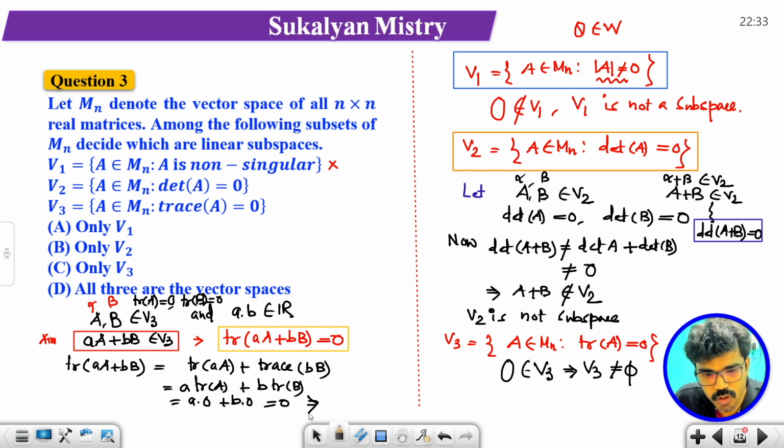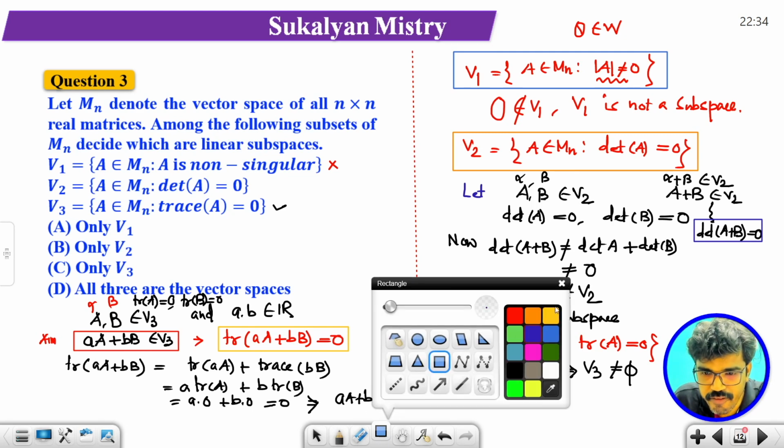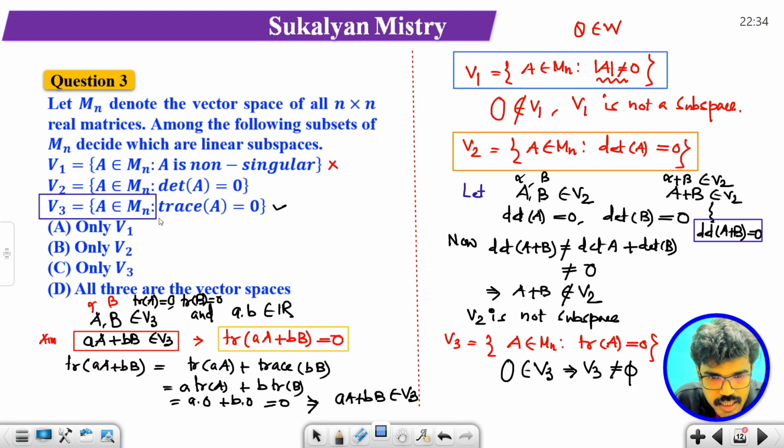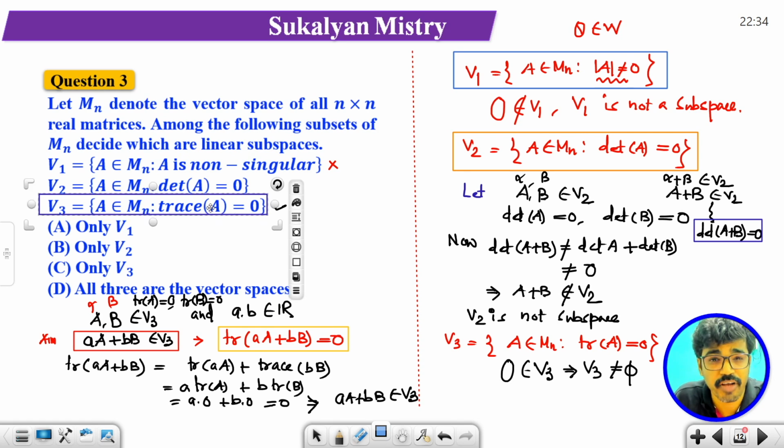That means we conclude that AA plus BB belongs to V3. So this is a vector space, right? So only V3 will form a vector space. So this is a vector subspace. Take only V3 is a vector subspace. So it is itself a vector space.